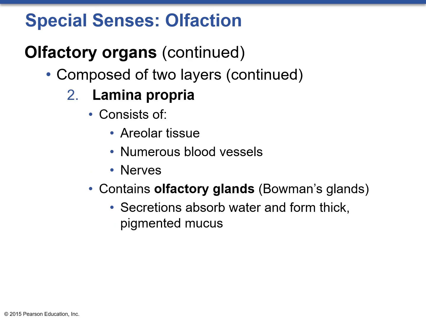The next layer is the lamina propria. Remember that a lamina propria is going to be a layer of connective tissue, like a thick layer of glue. Here it consists of areolar tissue, different blood vessels, and nerves, and also will house the olfactory glands, things like Bowman's glands. The secretions absorb water and form a thick pigmented mucus in this region that will extend out and around the epithelium.